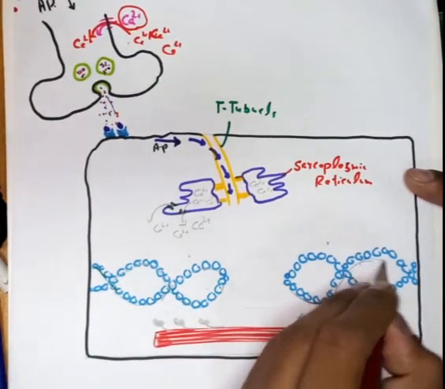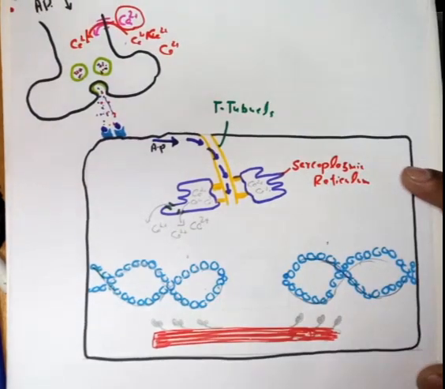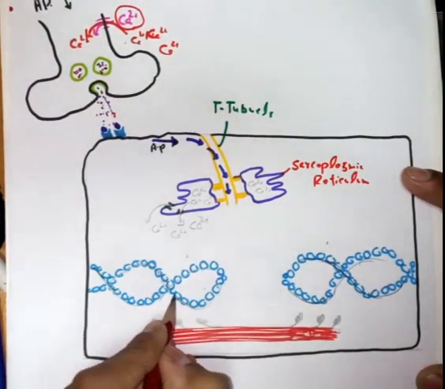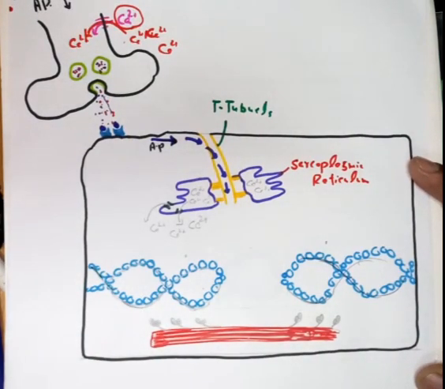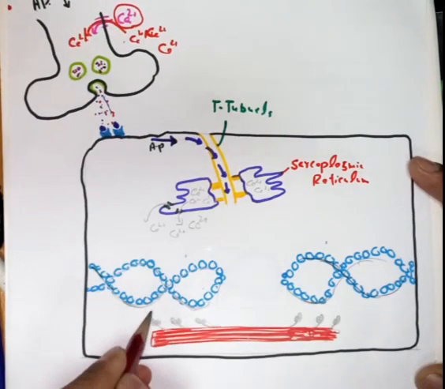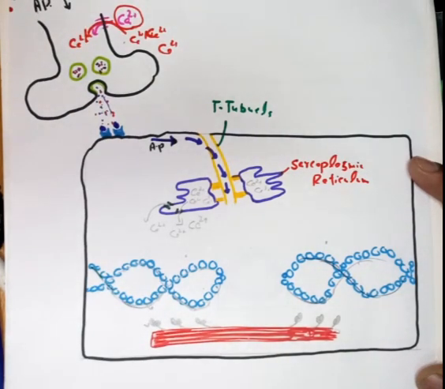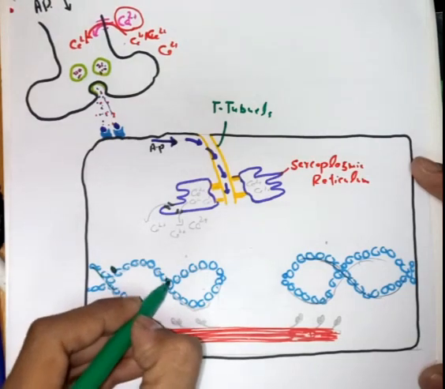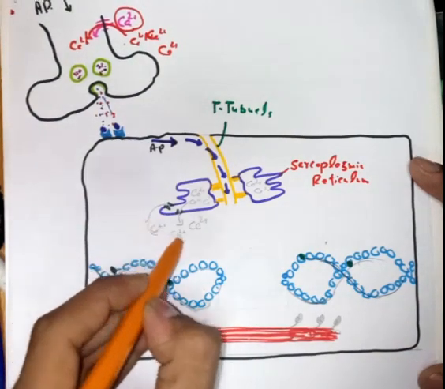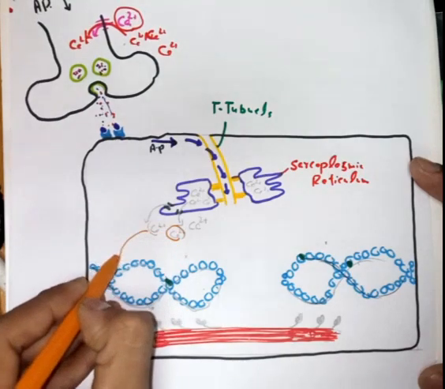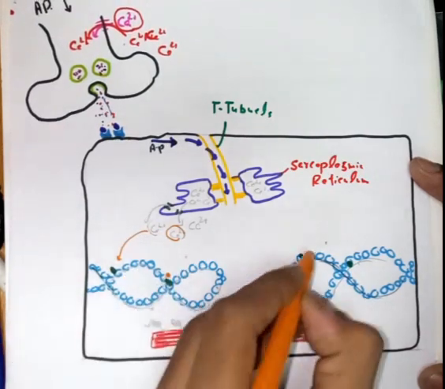You can see that tropomyosin is basically blocking the active site of the actin molecule, and the attachment between the myosin head and the actin molecule is not taking place because the active site is blocked right now. But at the same time, we know that there is another protein also present, and this protein is called troponin. And when this calcium comes, it will attach to the troponin protein.